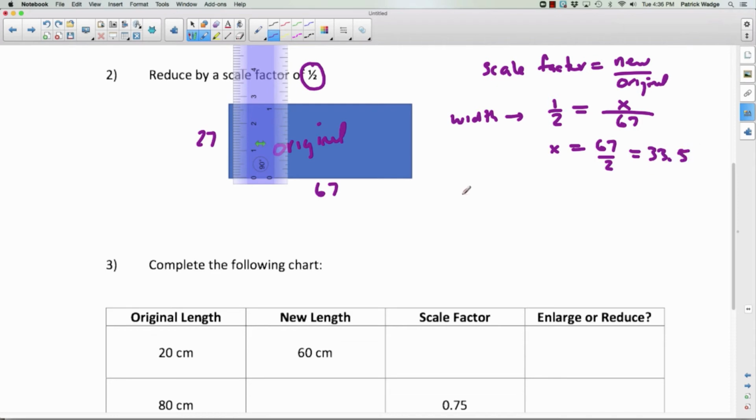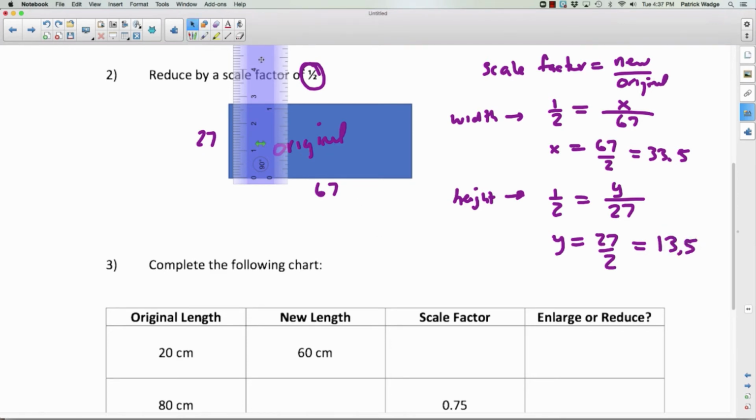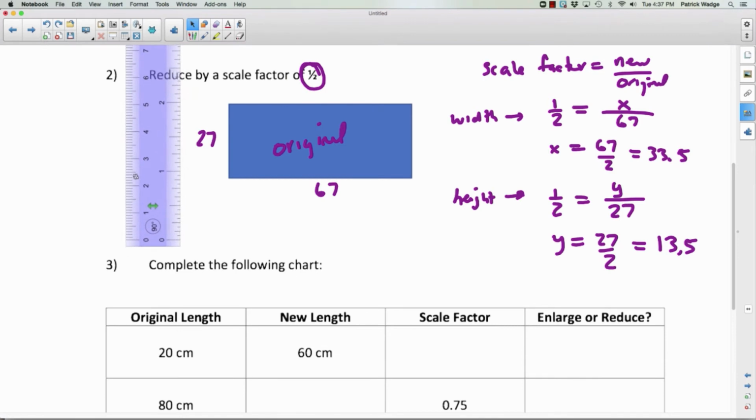How about for the height? So height, again, scale factor is 1/2. That's what it told us in the question. Scale factor is 1/2. The original height was 27. And I don't know the new height. That's what I'm trying to figure out. I'll call it y this time. You could call it x again if you want. Y equals 1 times 27 is 27. Divided by 2 is 13.5. So let's create this thing. I'll move my ruler down here. And I need a height of 13.5.